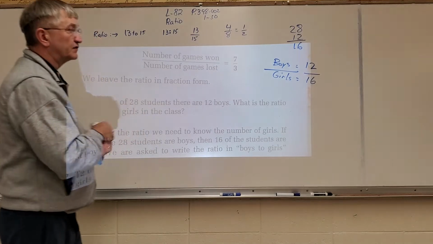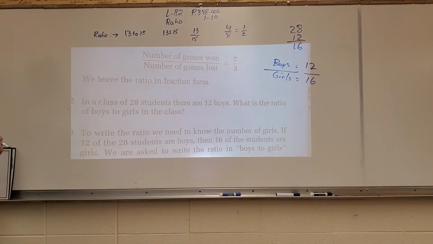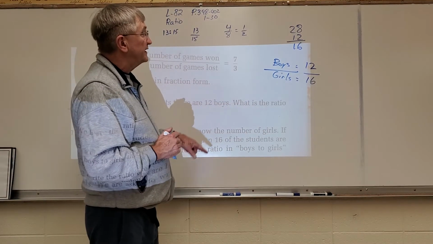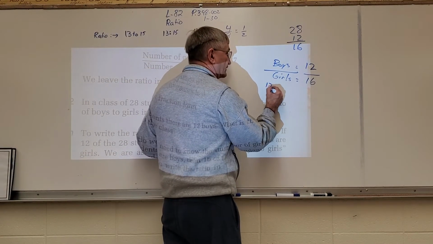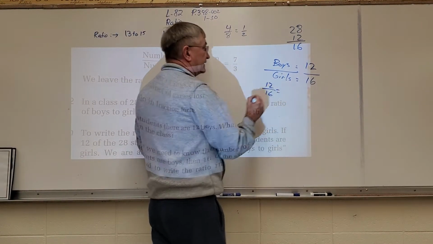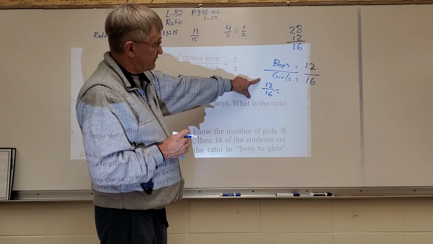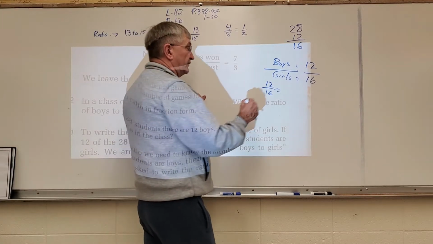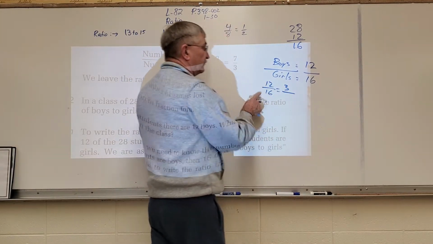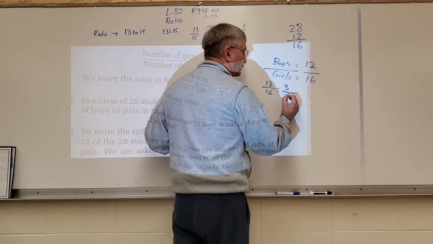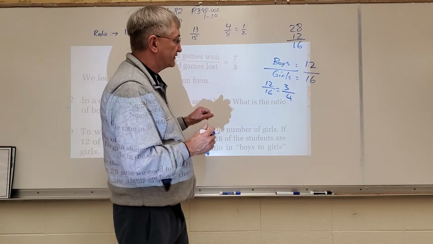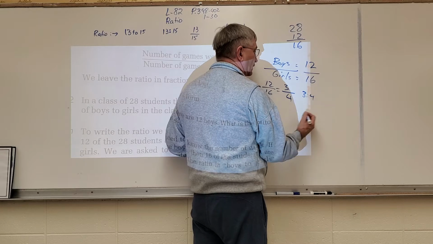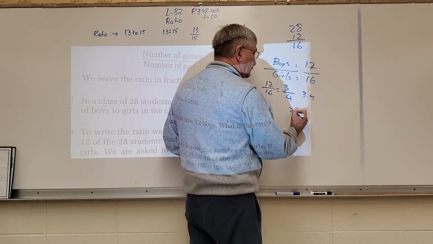And notice I have a 12/16, but also notice I can reduce this. 12 sixteenths can be reduced. So if I take 12 sixteenths, I can reduce it down, find a common number. Well, I choose 4. 4 will go into 12 3 times. 4 will go into 16 4 times. So my ratio of boys to girls is 3/4 or 3:4 or 3 to 4.